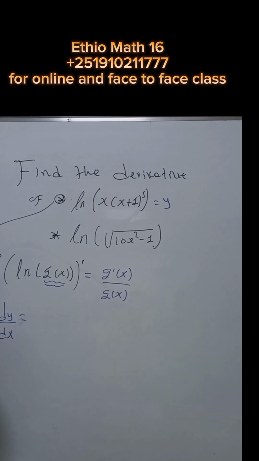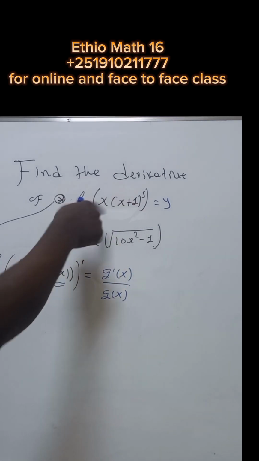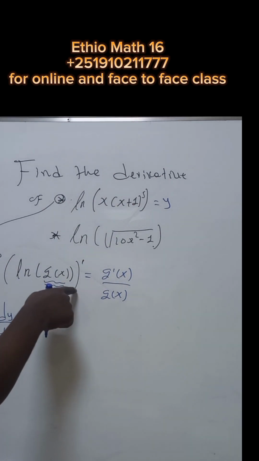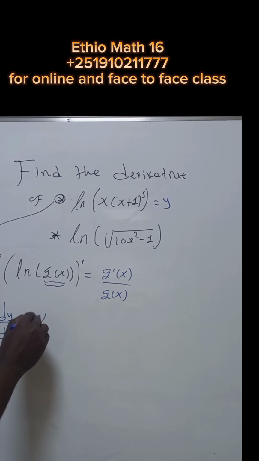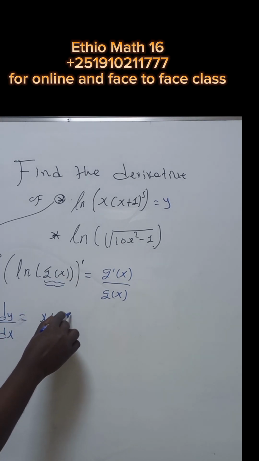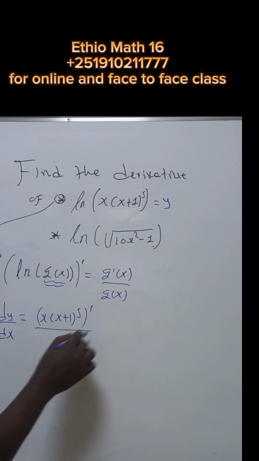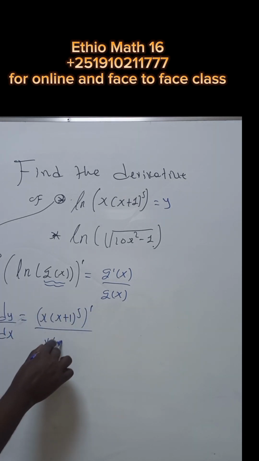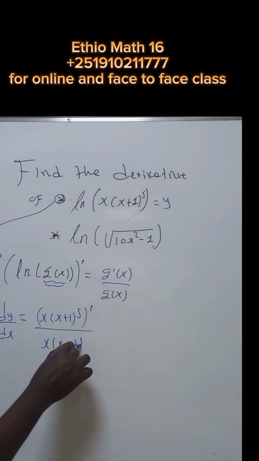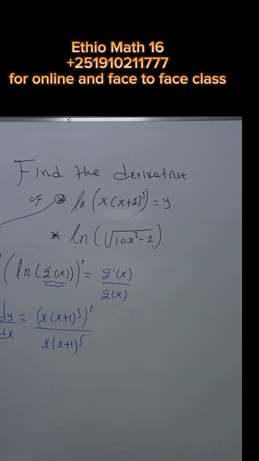So dy by dx is given by the derivative of x times (x plus 1) raised to 5, the whole derivative, over the function itself, x times (x plus 1) raised to 5.